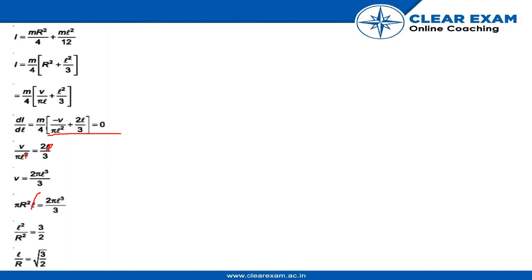L will cancel, and it will give 2. Pi will get cancelled. So L squared upon R squared equals 3 by 2. L by R equals root 3 by 2.